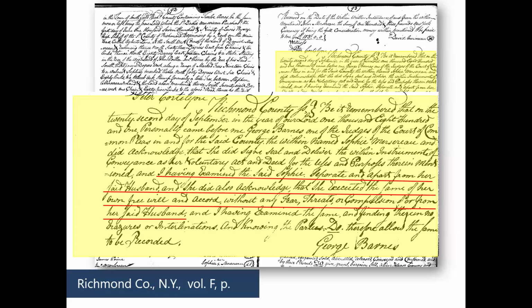As we zoom in on that, what we see is that the clerk has, quote, examined the said Sophie separate and apart from her husband, and she did also acknowledge that she executed the same of her own free will and accord without any fear, threats, or compulsion by her said husband. This is that release of dower, the dower right, the 1/3 interest she has in this piece of property.